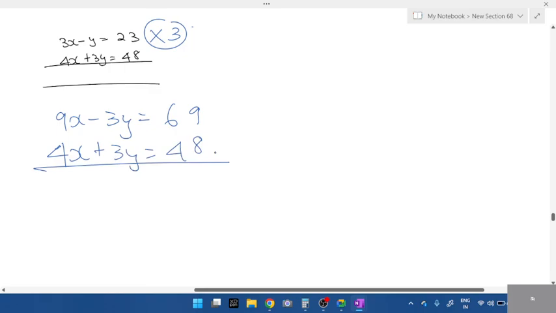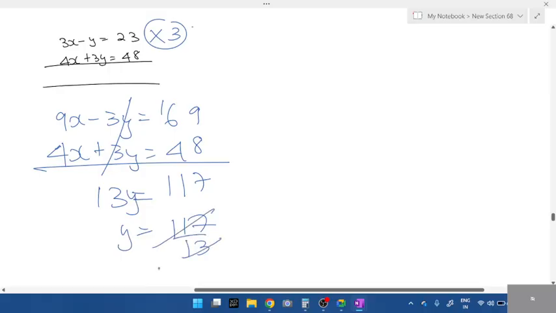Look how simple the elimination method is. These two get cancelled. 9 plus 4, 13x is equal to, add 8 plus 9, 17, 6 plus 4, 10, 117. 13x, sorry, 13x. X is equal to 117 divided by 13. What's the answer? 9. Take this 9, we got the x value. Substitute in any one of the equations. Let me take the first equation.